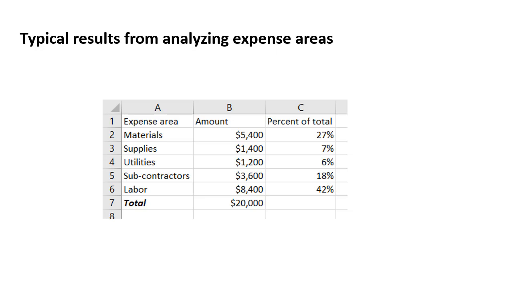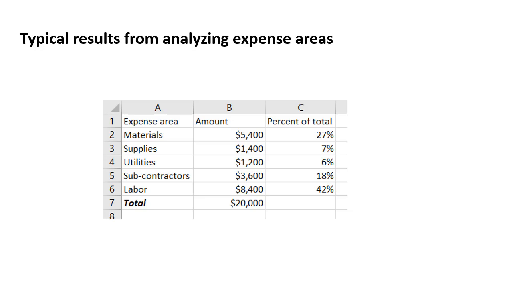We've done our analysis, in this case, we're analyzing expense areas. We've got our 5 different areas. We've got both dollars, and then we've extended our analysis to say what percent of the total each of those areas represent. And so this is our analysis, which is great.